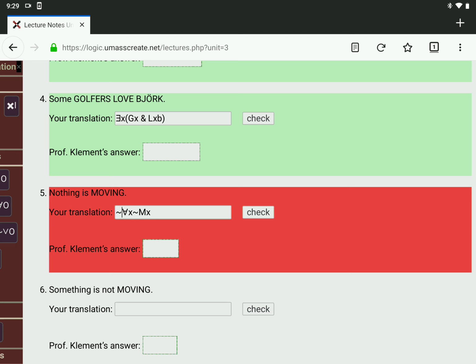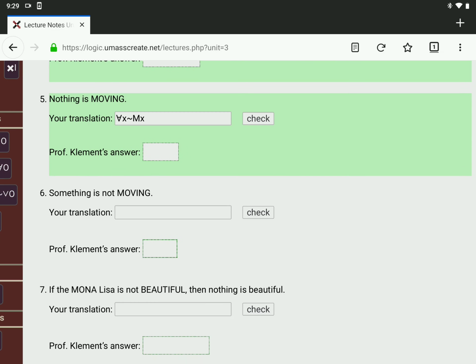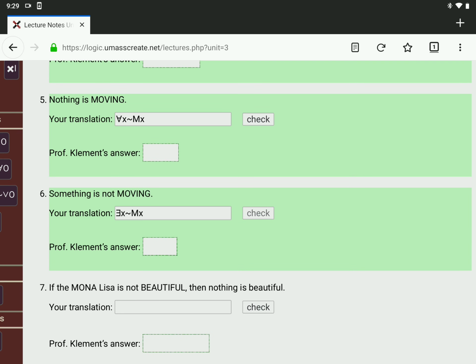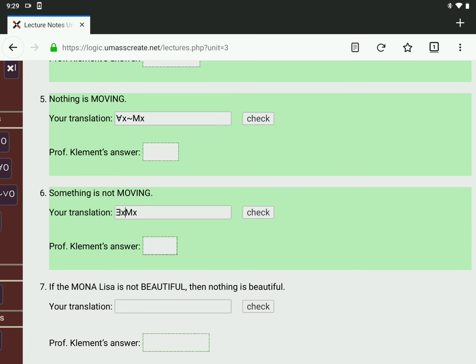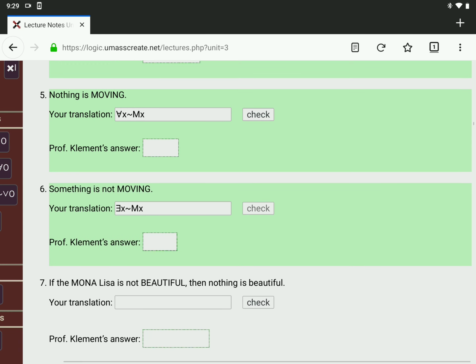We want the negation over here. You want to say everything is not moving: for every value of x, not Mx. "Something is not moving" means there is an x, not Mx. And again, the order matters. If we put the negation on the other side, we'd be saying it's not true that there is something that's moving. That means nothing is moving. That's not correct. The negation has to go after the quantifier. So there is an x, x is not moving.